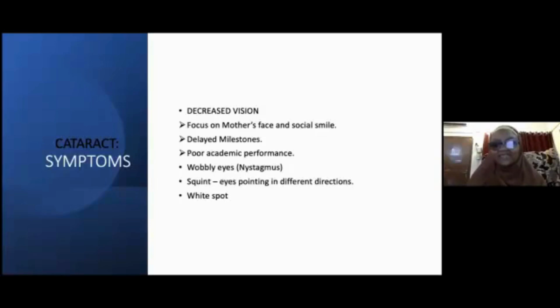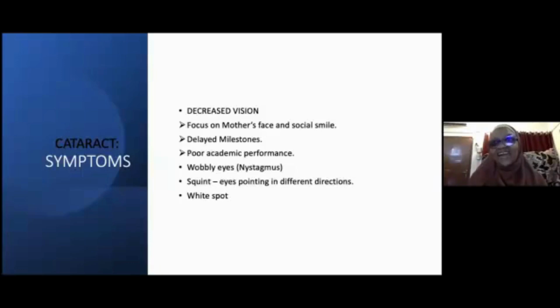So you expect a child who is about 6 to 8 weeks old to have what you call a social smile. You expect such a child to focus on the mother's face and smile in recognition. So when this doesn't happen, when you have a child whose eyes are roving, just not focusing on you, it means there's a problem with that child's vision, most likely. That's what we call delayed milestones. And other milestones apart from the social smile are also delayed.